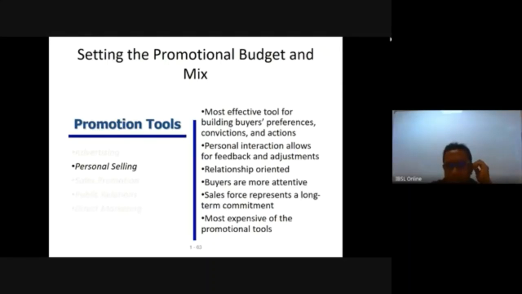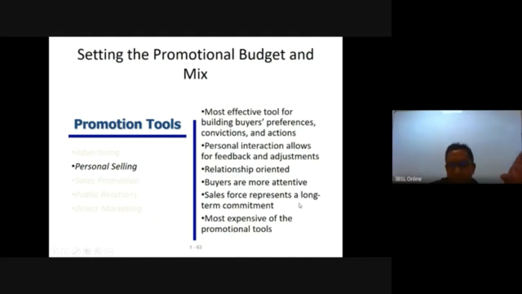Then the second tool, and we will finish after this, is personal selling. Personal selling is the next tool after advertising, which is again a very effective tool, the most effective tool, it says, for building buyers' preferences, convictions, and actions. Personal interaction allows for feedback and adjustments, and is relationship oriented. Buyers are more attentive. The sales force represents a long-term commitment, and it is the most expensive of the tools.